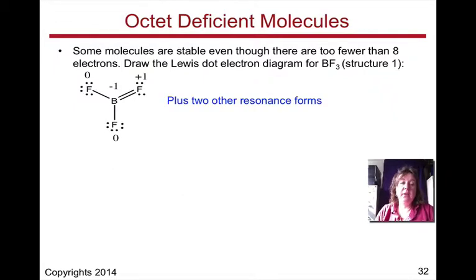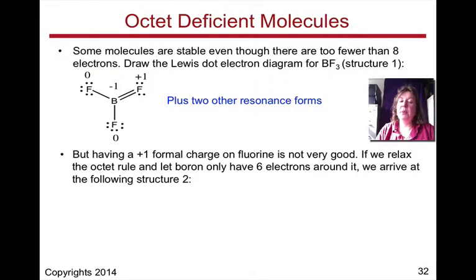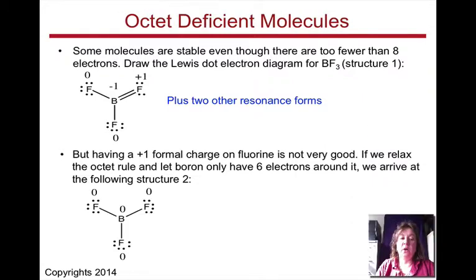Now, who says that that particular fluorine gets the double bond? We could move the double bond around to the other fluorines, and so that creates a resonance structure. But think of it. We have a +1 formal charge on fluorine, which is the most electronegative in all the periodic table. So let's think about relaxing the octet rule and let boron only have 6 electrons. That gives us the following structure here.